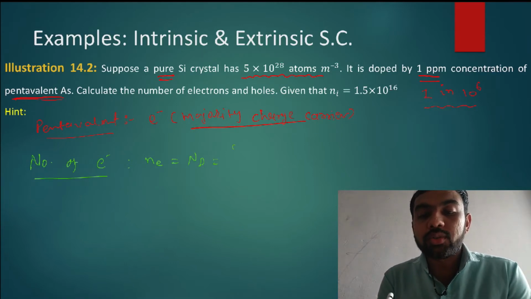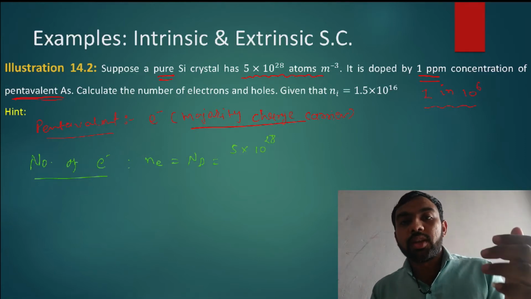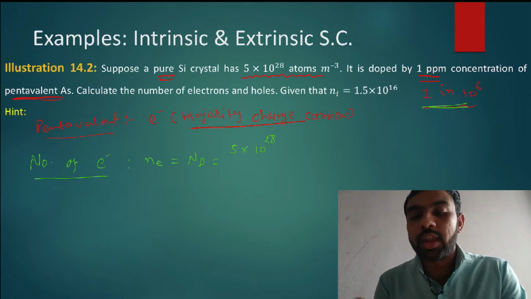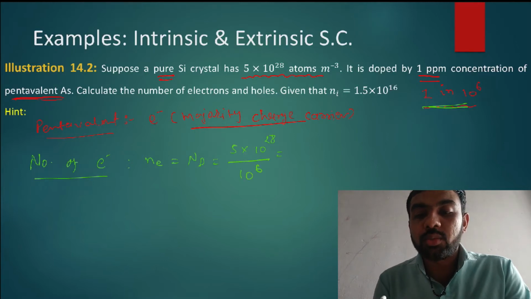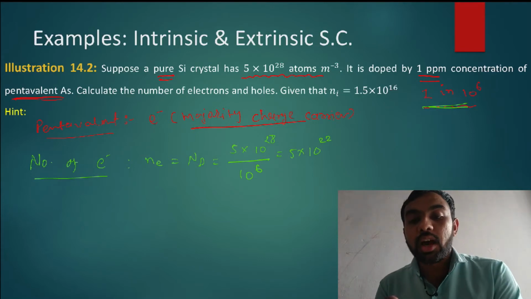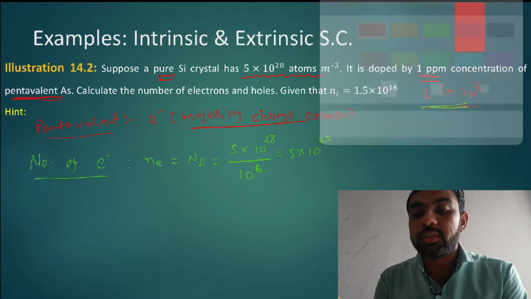So here it is simple. What are the intrinsic atoms? 5 into 10 raised to 28. And what is this range? 10 raised to 6, so divide by 10 raised to 6. So the answer is: number of electrons is equal to 5 into 10 raised to 22. Now how do you find this? Write down one note. All of you must write one note here.